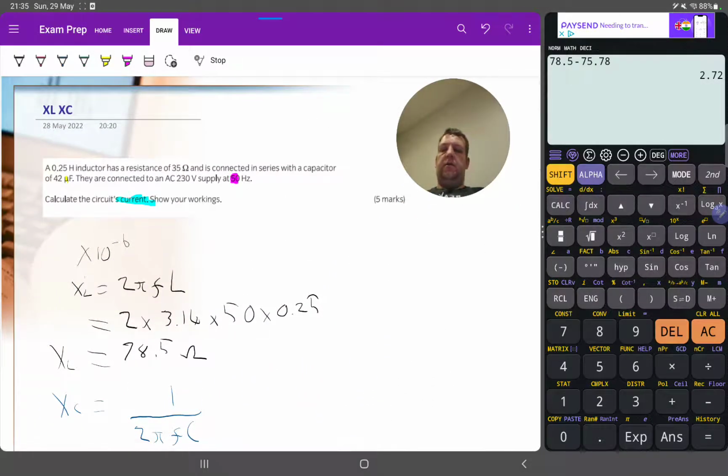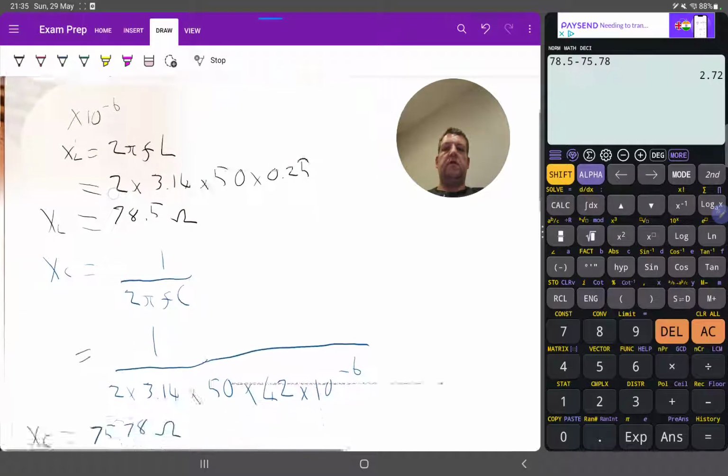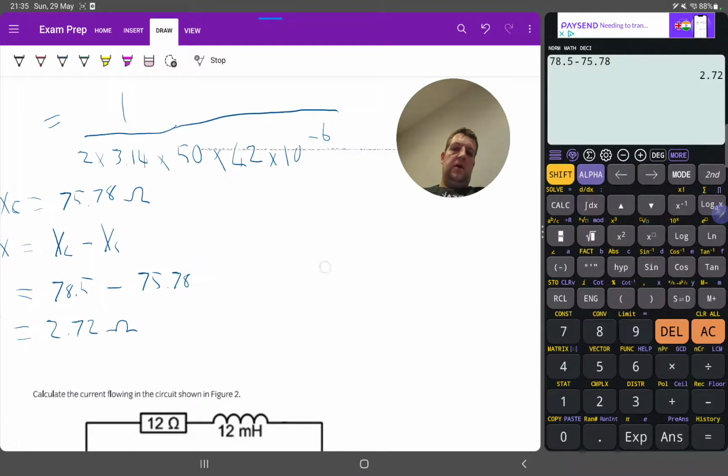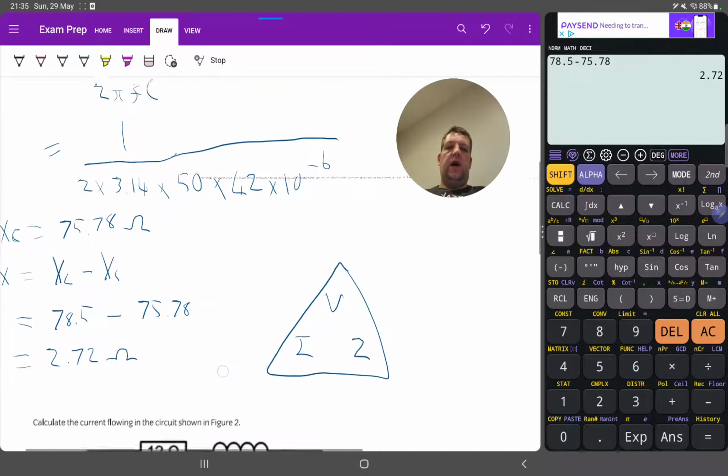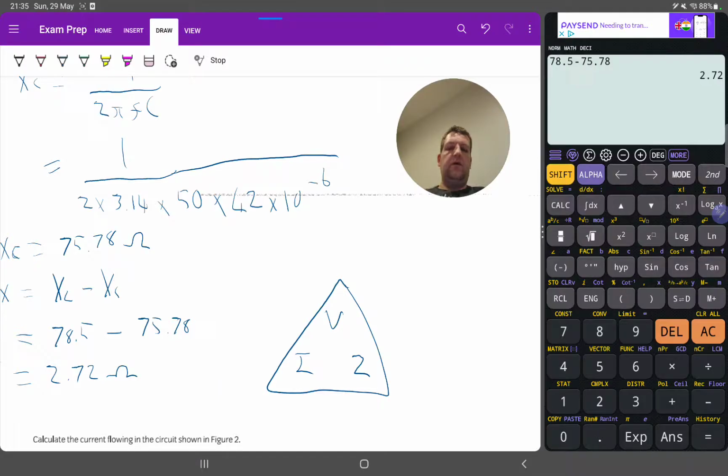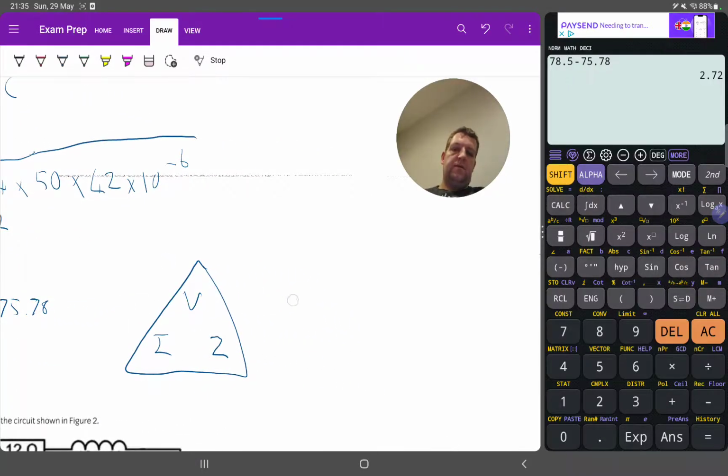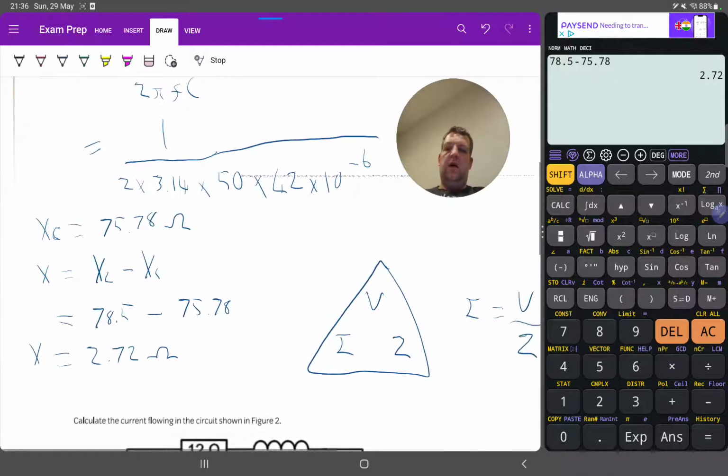So looking back at the question, we're going for the current. So to get current, the equation that we're going to use is our VIR triangle, going back to your level 2 days. We're going to replace the R with a Z. So I'll delete the R, and now this is AC Ohm's law. So V equals I times Z. We're working out I, so I equals V over Z. So as you can see from what we've got so far, we've got an X, we haven't got a Z, so we need to calculate what Z is.